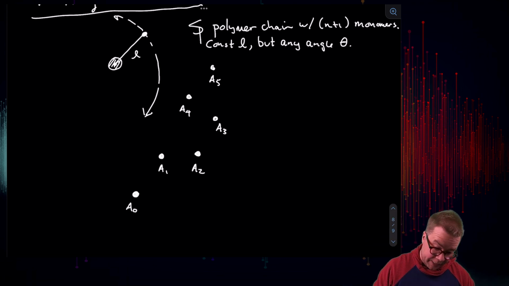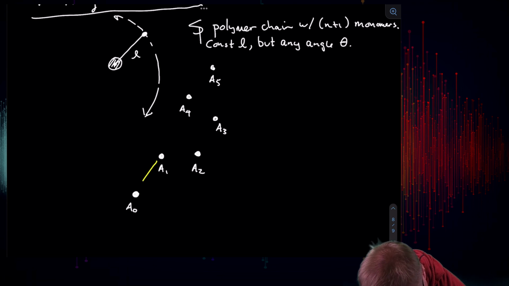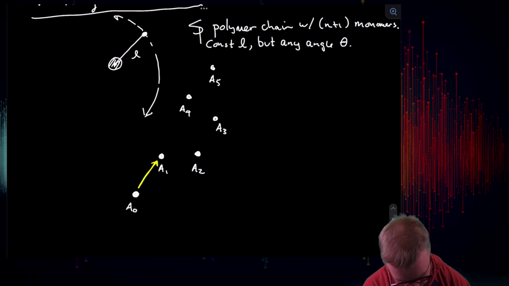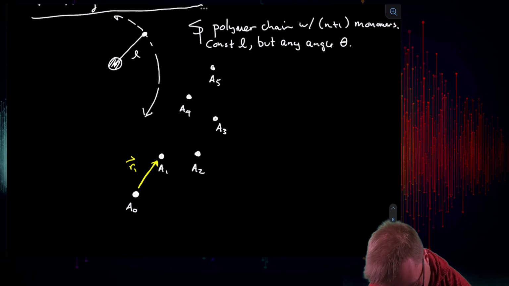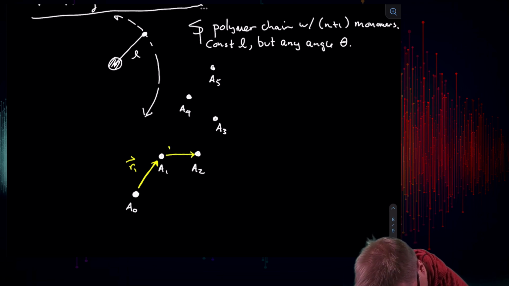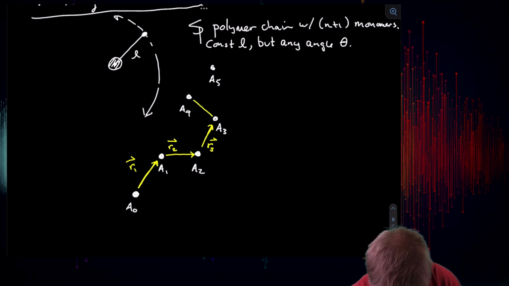Okay, and now between each of these monomers, there's going to be a bond vector. So there's going to be a vector between monomers 0 and 1. We'll call this R1. There's going to be a vector that has the same magnitude between monomers 2 and 3. So this we would call R2. Same thing here, we would have R3. Let me draw in the remaining ones. I've got over here R4.